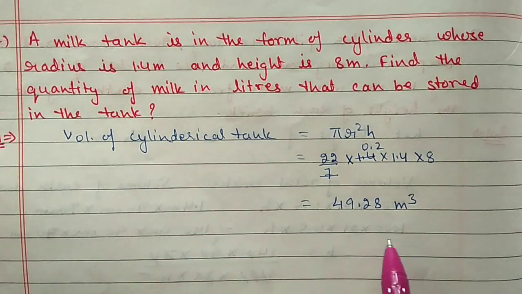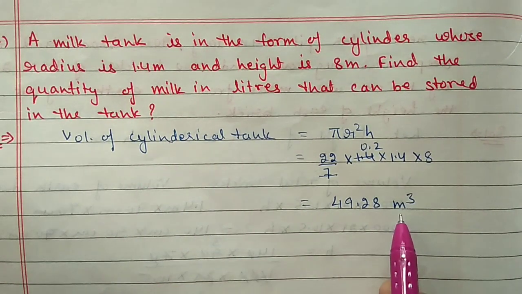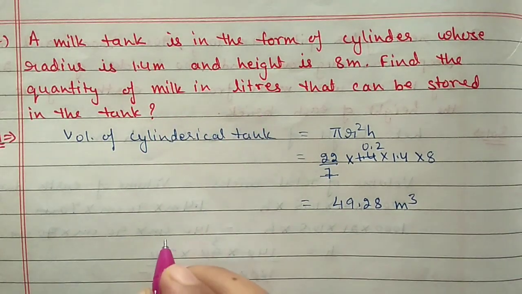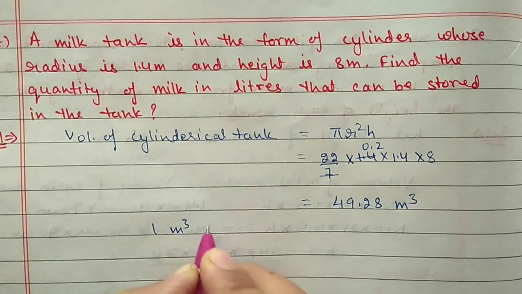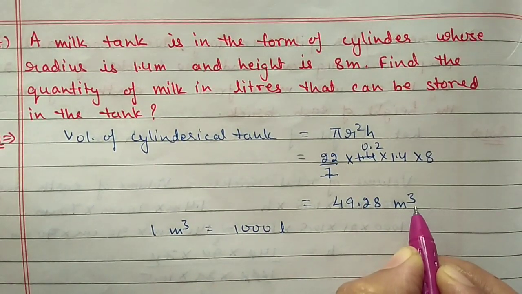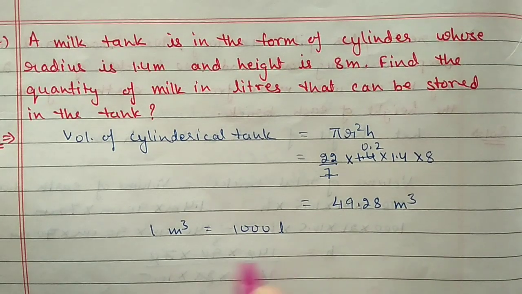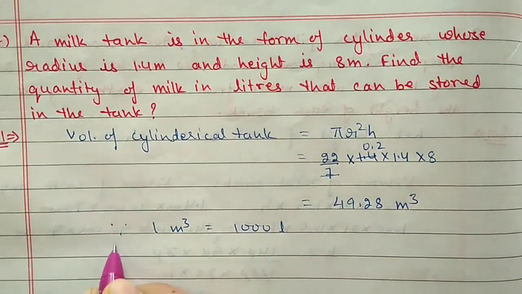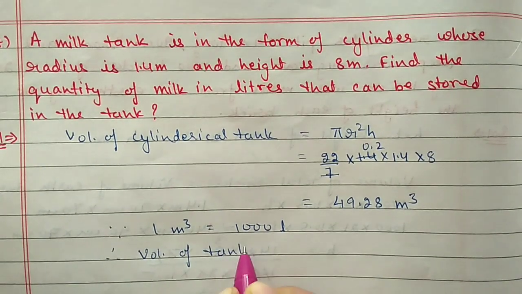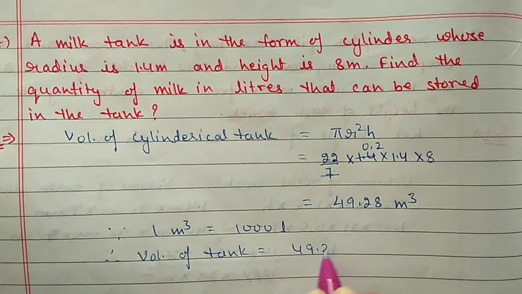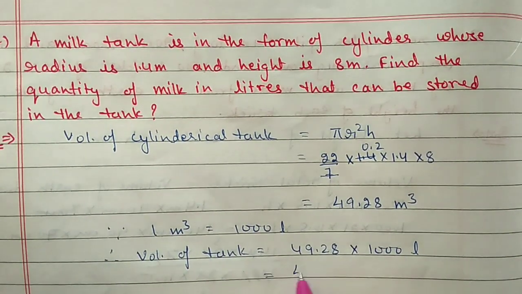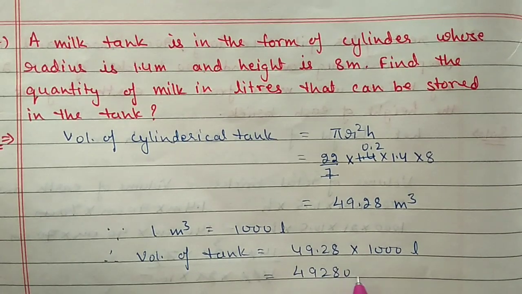So the volume of the cylinder is 49.28 meter cube, but we have to find it in liter and we know 1 meter cube is equal to 1000 liter. So to change meter cube into liter, we have to multiply it by 1000. So therefore the volume of the tank is equal to 49.28 into 1000 liter. So we'll get here 49280 liter.